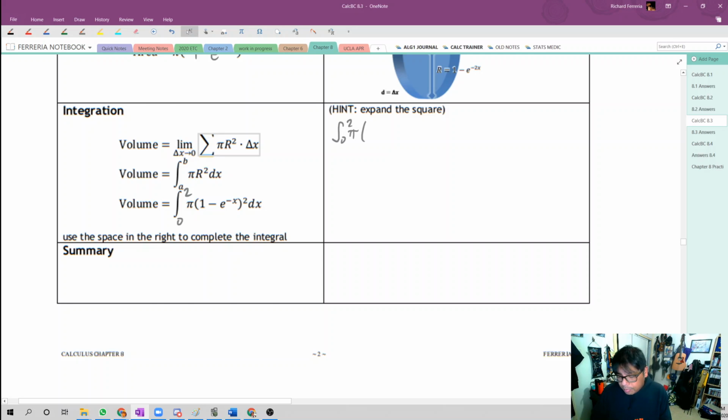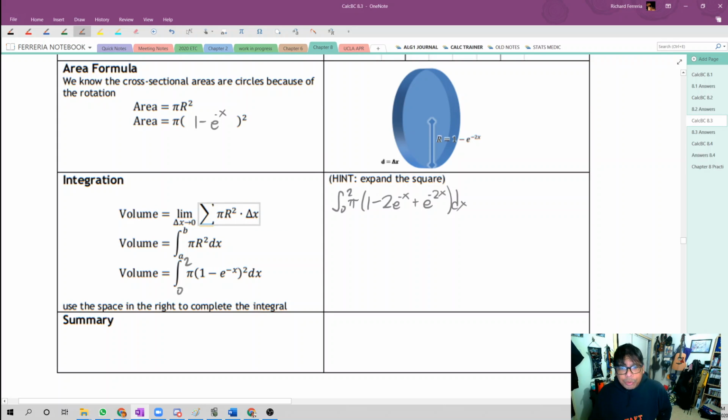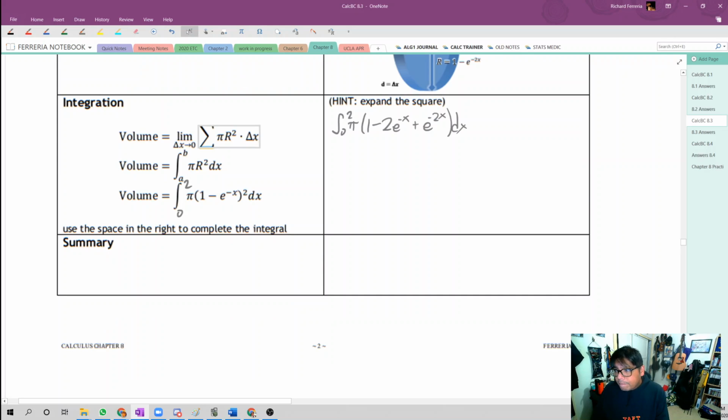Expanding this, we've got 1 minus 2e to the negative x plus e to the negative 2x. Now we can just integrate each one of these separately. The antiderivative of 1 is x. The antiderivative of negative 2e to the negative x is positive 2e to the negative x. And then the antiderivative of e to the negative 2x is negative 1/2 e to the negative 2x. You may want to slow that integration down if you're not as adept at this, but these are the antiderivatives.